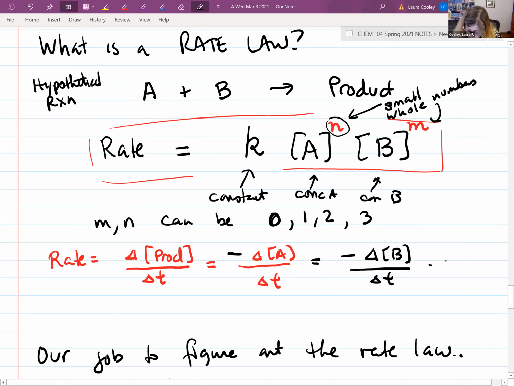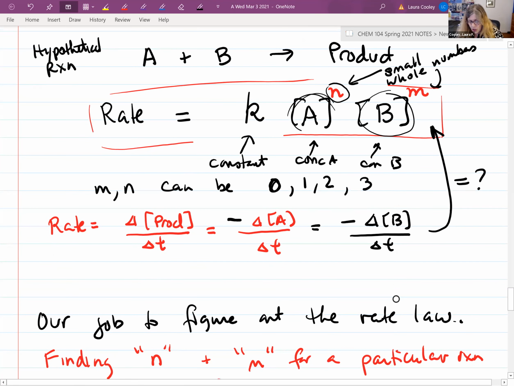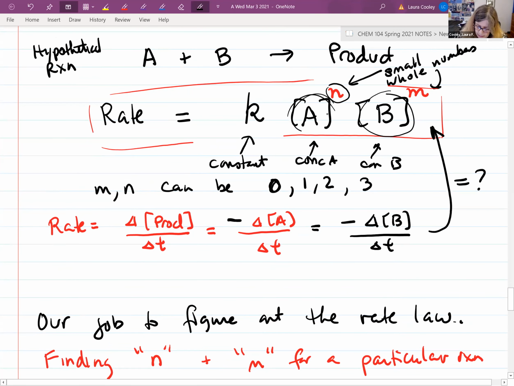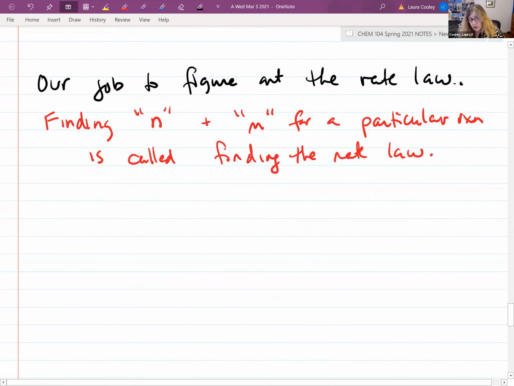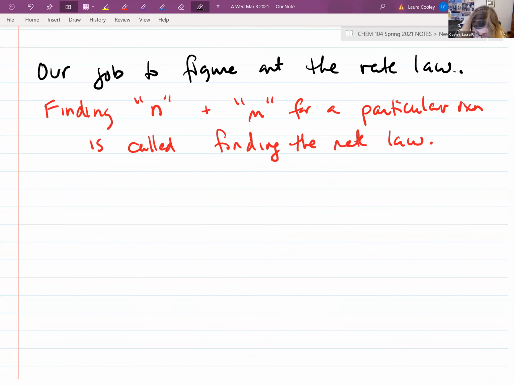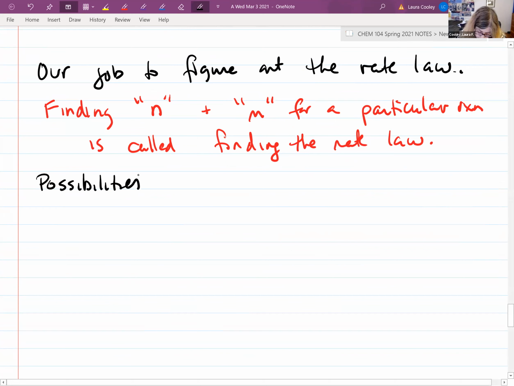We want to figure out, what does that equal? How does this depend on the concentration of each reactant? Is it going to be raised to the power 1, the power 2? These are the possibilities. So determining these little numbers here is finding the rate law. Okay, so I'm going to go over a few possibilities that this could be and try to get us a little bit more familiar with this. All right, so what are the possibilities? I'm going to go over some of them, not all of them.